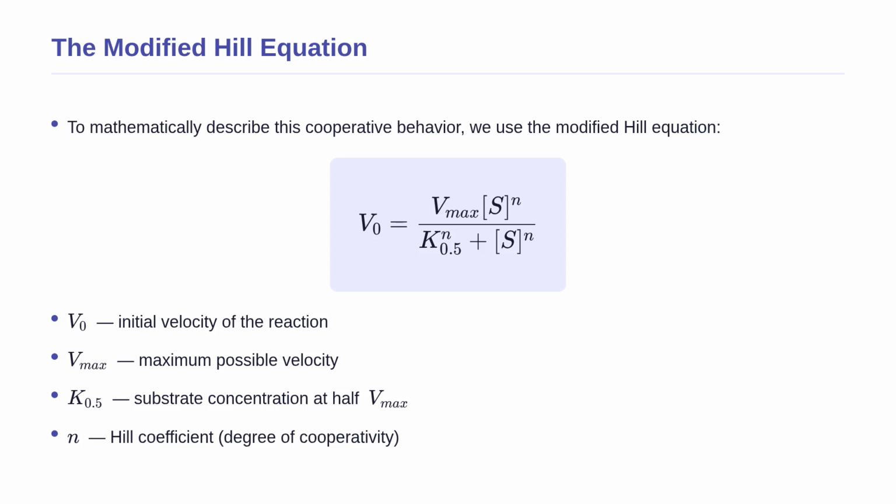Physically, if the substrate concentration increases, the velocity increases. If the K value is lower, the enzyme reaches maximum speed faster. And if the Hill coefficient increases, the switch-like behavior becomes even more abrupt.